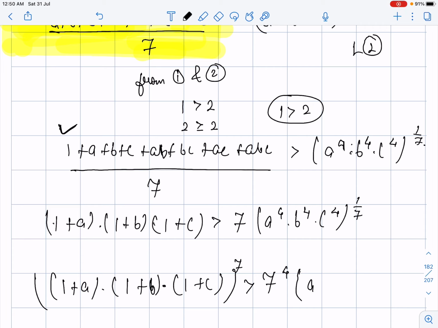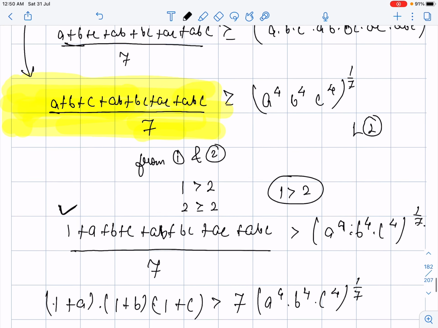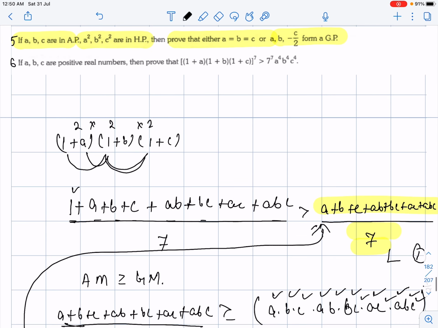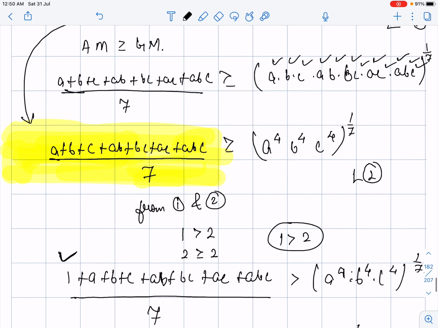So we'll write a to the power 4 dot b to the power 4 dot c to the power 4. And this was only to be proven by us. This was only to be proven by us. So I hope you guys would have understood it, would have enjoyed it. Thanks for watching, my dear students.